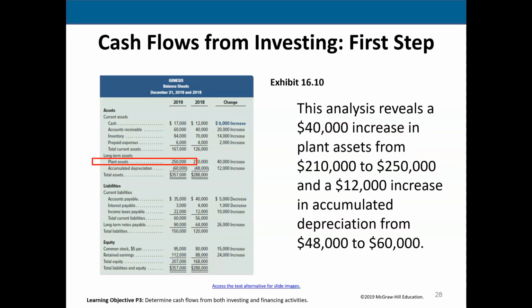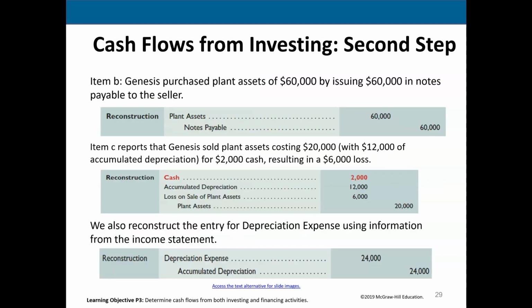Okay, I briefly talked to you about the plant assets. Here it went from $210,000 in 2018 to $250,000 in 2019. So that is an increase of $40,000. We also had an increase of accumulated depreciation of $12,000, which I talked about. Okay, so remember that. Okay, let's look at the transactions that happened with this.